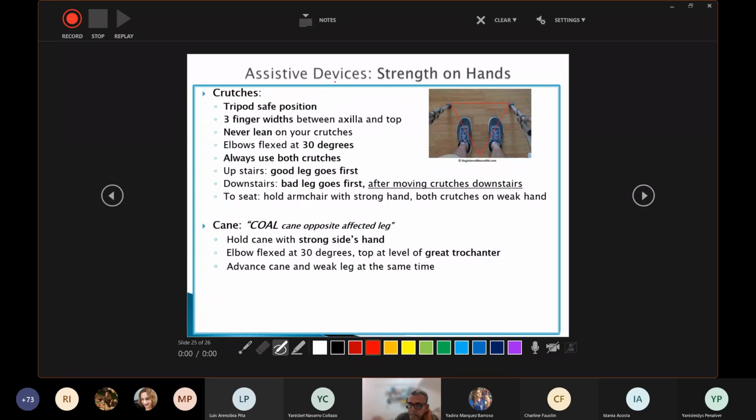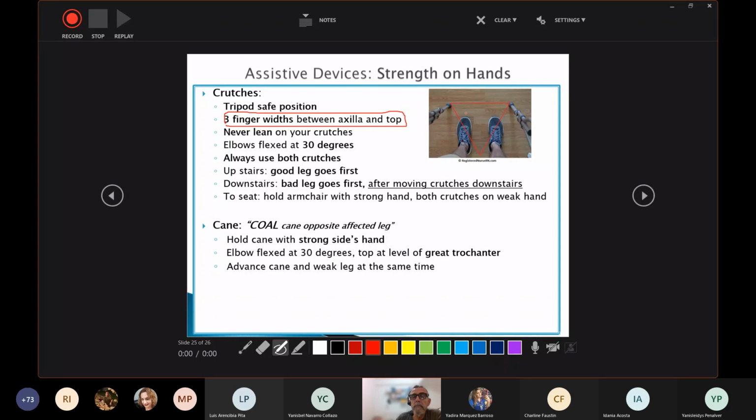Assisted devices. Remember that for crutches, the most important thing is to avoid trauma to the armpits, the nerve of the armpits, the axillary plexus, by keeping a separation between the top of the crutches and the armpit, the axilla. So three fingers of separation, 3 centimeters, 1.5 to 2 inches, between the axilla and the top.